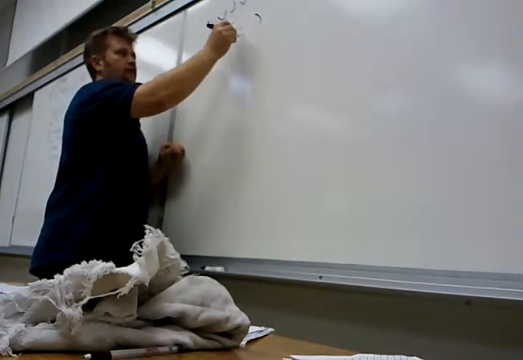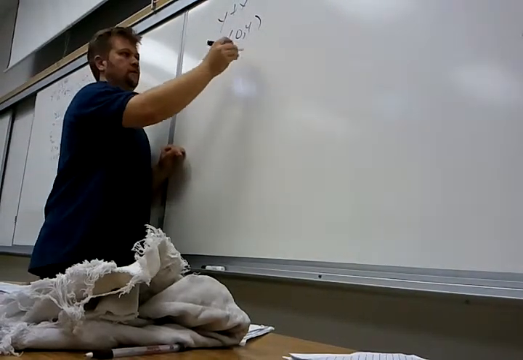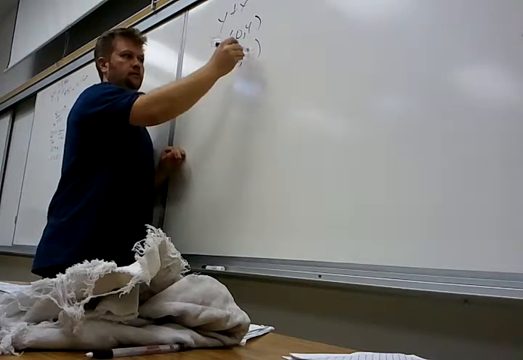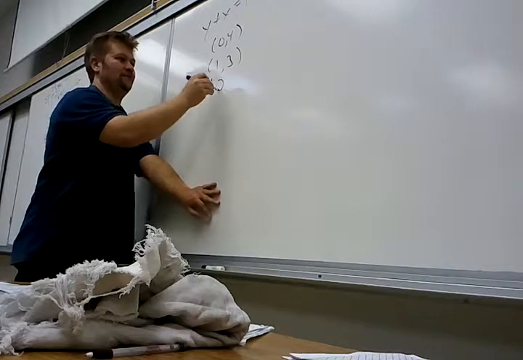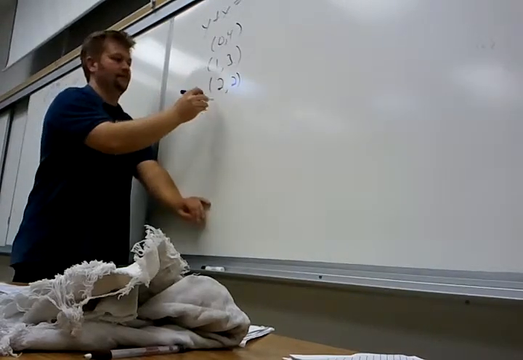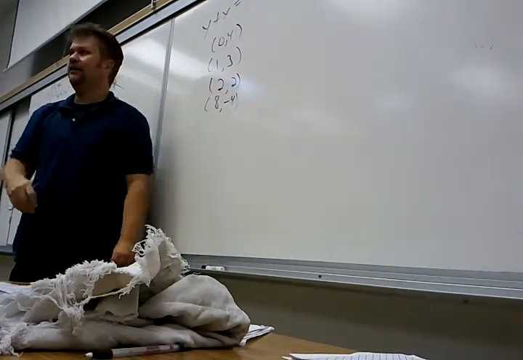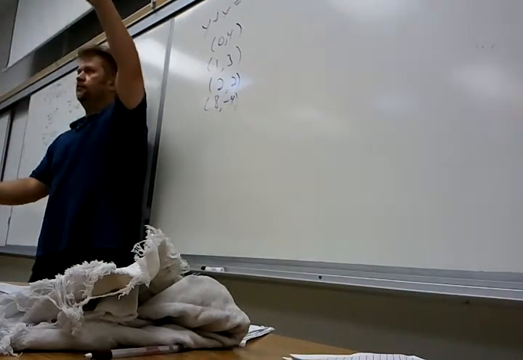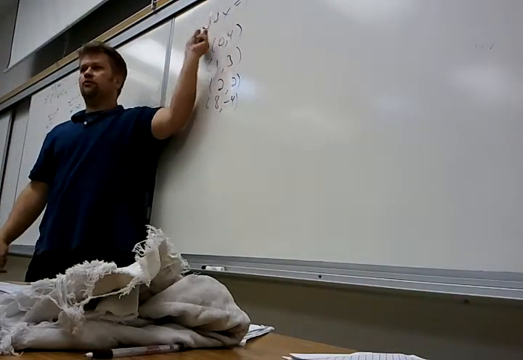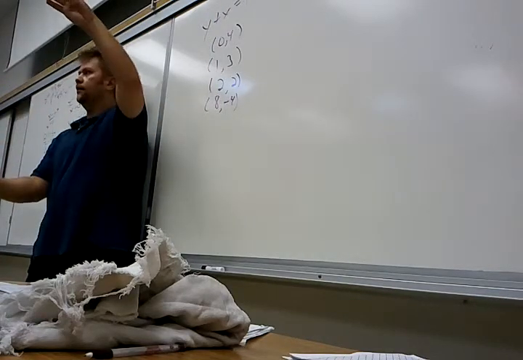0, 4, okay, that makes sense. Give me another one. 1, 3. 2, 2. 8, negative 4, right? Anything that adds up to 4. And if you graph those, it'll be a straight line, because this is a direct relationship between y and x. You'll see that when you graph it, right?